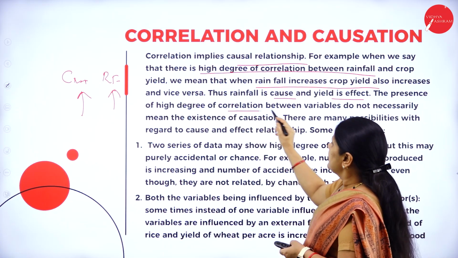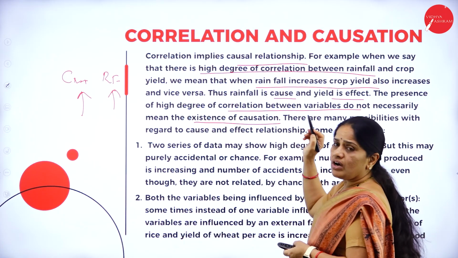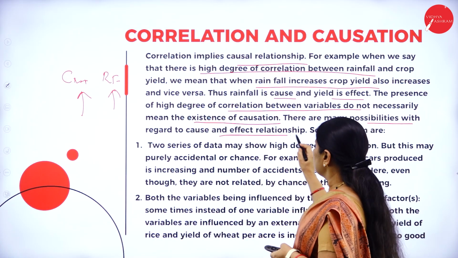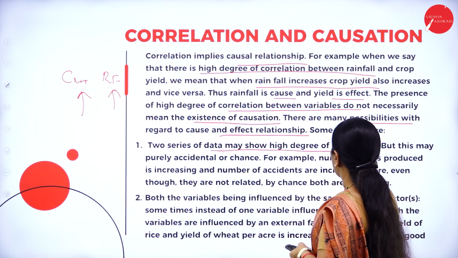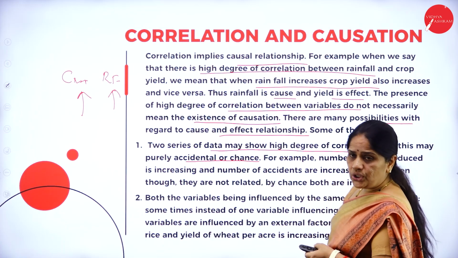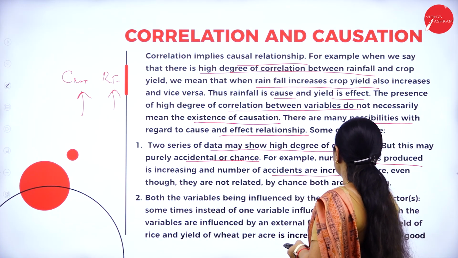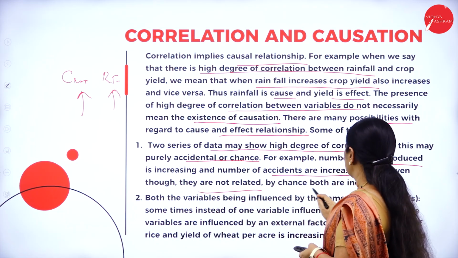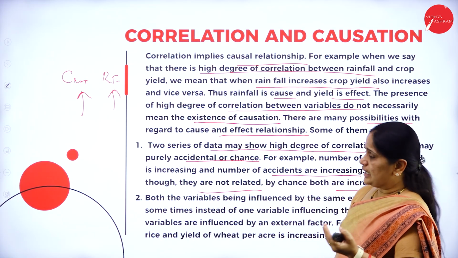The presence of a high degree of correlation between variables does not necessarily mean the existence of causation. There are many possibilities with regard to cause and effect relationship. Some of them are: two series of data may show high degree of correlation, but this may be purely accidental or through chance. For example, the number of cars produced is increasing, and the number of accidents is also increasing. So, even though they are not related, they both are increasing.